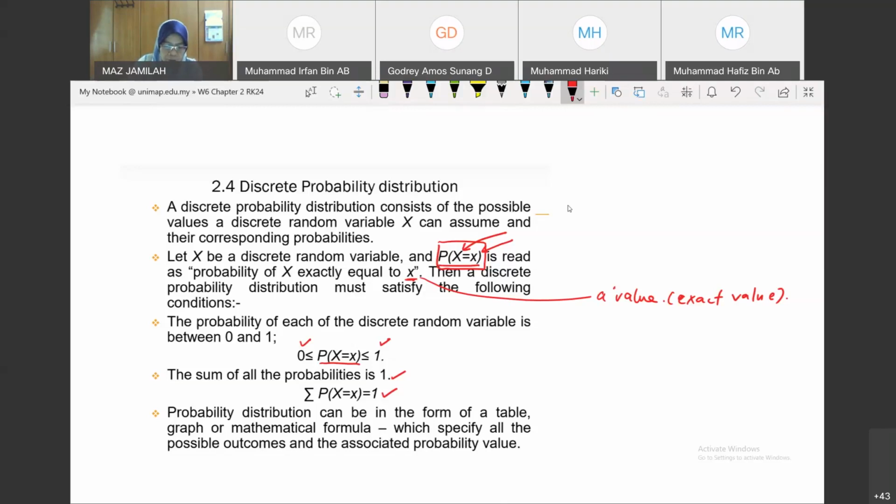So this probability distribution can be in the form of a table, graph, or mathematical formula, which specifies all the possible outcomes and the associated probabilities. It means that in the table, the graph, or the mathematical formula, you can see the element of possible outcomes, and the second one is the probability value.